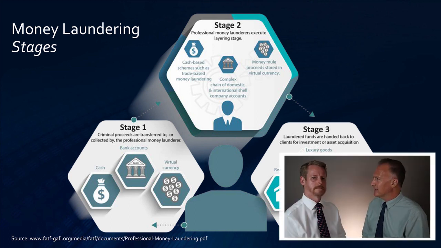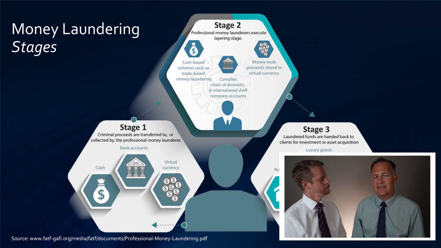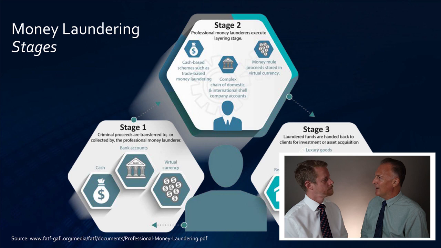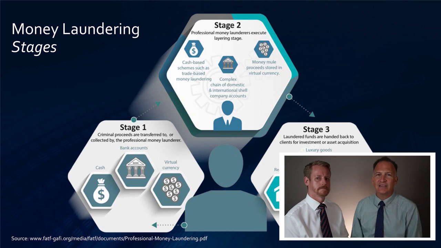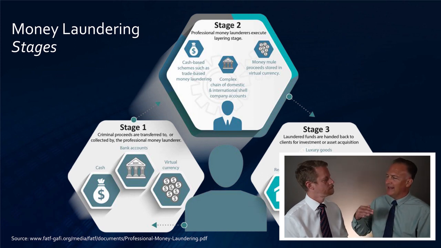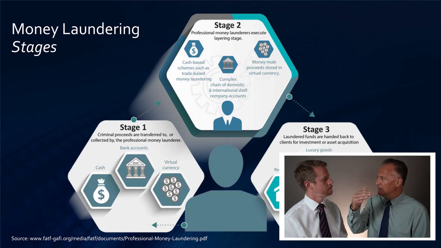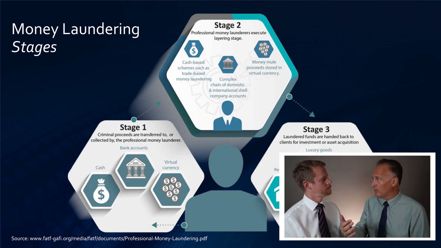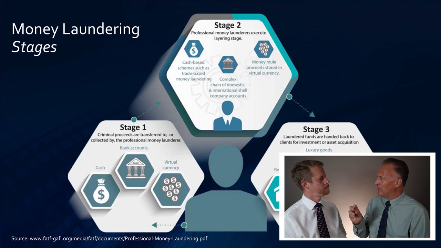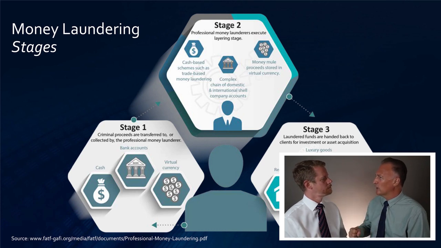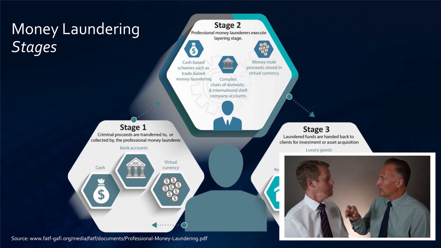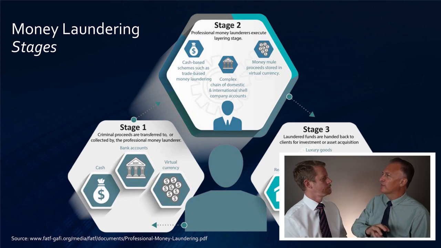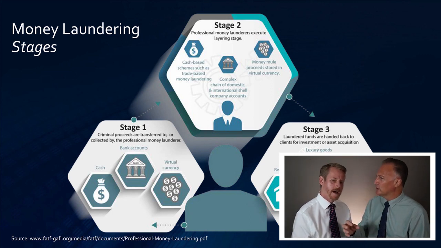Second stage, this is the layering stage. That's the classic term for it. This is all about masking what happens. It's confusing the authorities and the financial system. It's about putting in multiple layers of movement, multiple people touching it, multiple organizations, multiple accounts. Because every time a piece of illegal money, something that comes from a crime, is put through a number of different stages, each time it adds friction, confusion, camouflage.